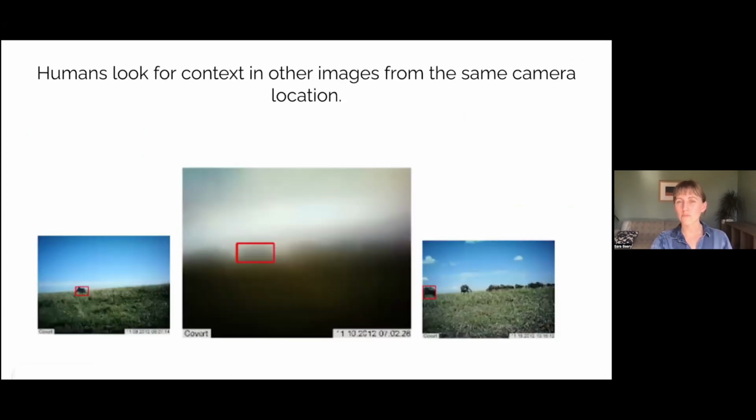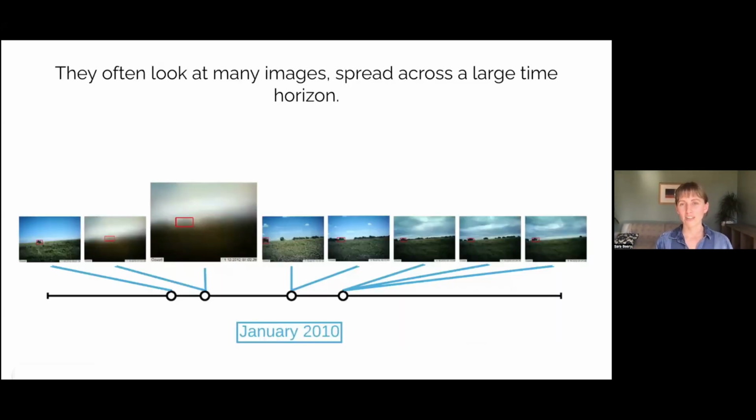But what we found is that human experts weren't labeling images in a vacuum. They were looking over very long time horizons, looking at all of the other images taken from that same camera location. And they would look at that and incorporate what they were seeing in order to identify difficult images.